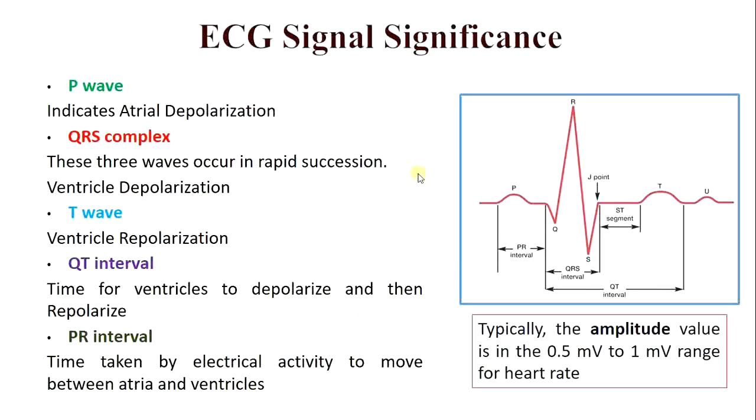So this is how the ECG signal is generated by the normal activity of heart muscles and the working of the heart. Typically the amplitude value is in the 0.5 millivolt to 1 millivolt range for the heart rate.